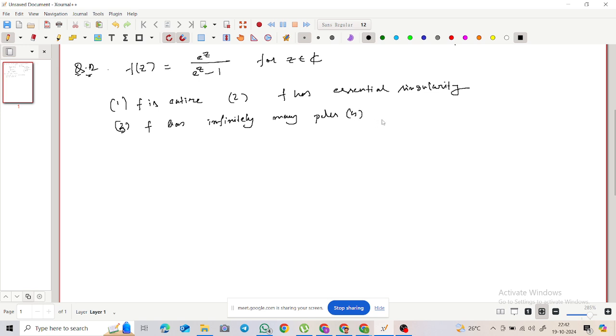4, each pole of f must be of order greater than 1. Can you try to do it? You have 2-3 minutes. At least try to do it, because if I do it right away, it won't help you.